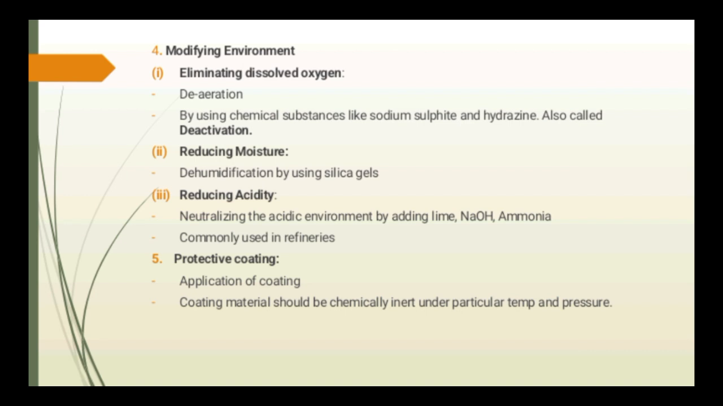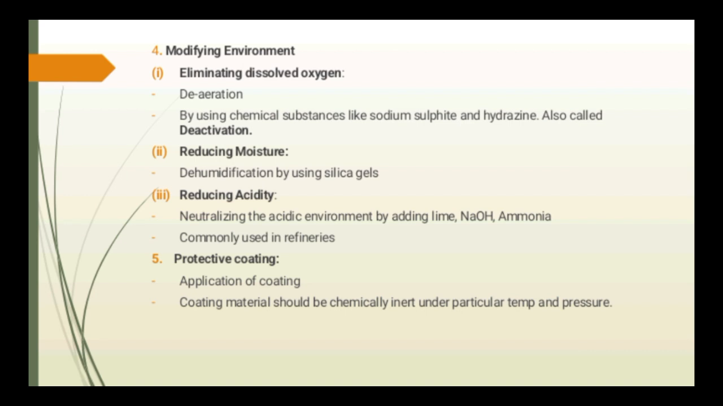Another approach is modifying the environment. This can involve eliminating dissolved oxygen, reducing moisture, and neutralizing acidity. These steps help to create conditions that are less conducive to corrosion. In protective coating, applying a protective coating is an effective way to shield metals from the corrosive elements. The choice of coating materials is critical as it must remain chemically inert under specific conditions.